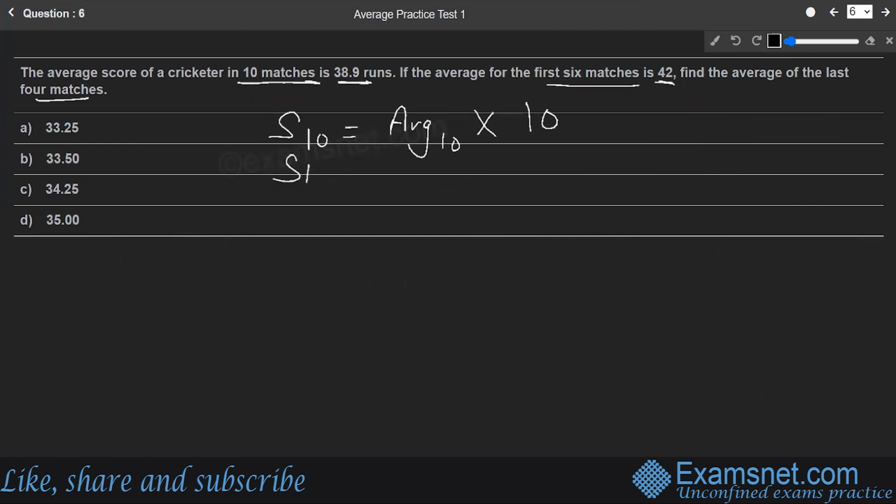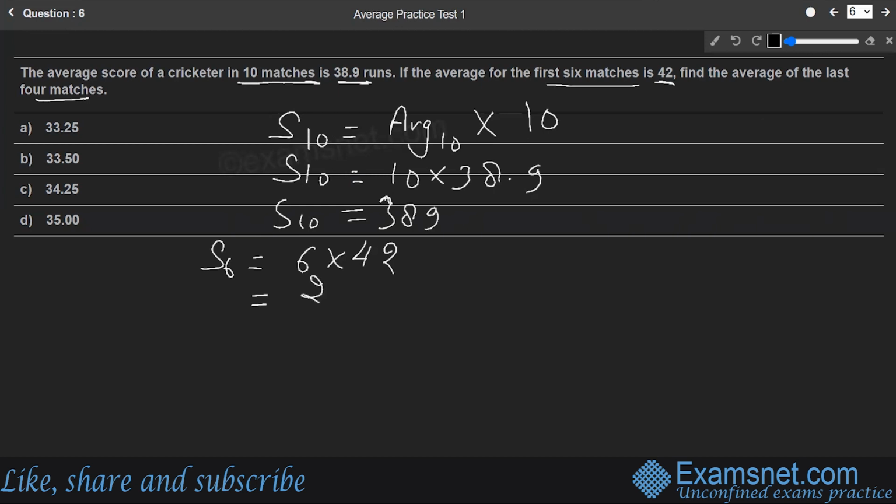So how much will be the sum? Sum will be simply 10 into 38.9, that is nothing but 389. So in all, the sum of all the 10 innings that he has played is 389 runs. Now the next category is the average of the first 6 is 42. So the sum of those 6 innings will be 6 multiplied by 42, that is 42 into 6. That will be the sum of the first 6 matches that he played, and the value comes out to be 252. So these many runs he has already made in the first 6 innings. He is asking to find the average of the last 4 matches.